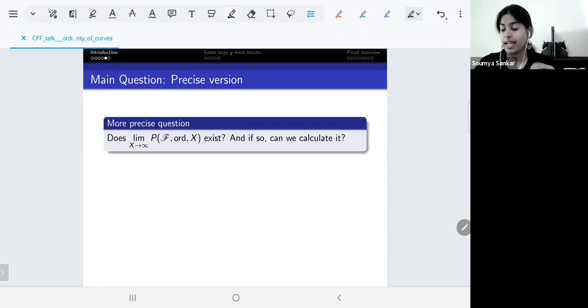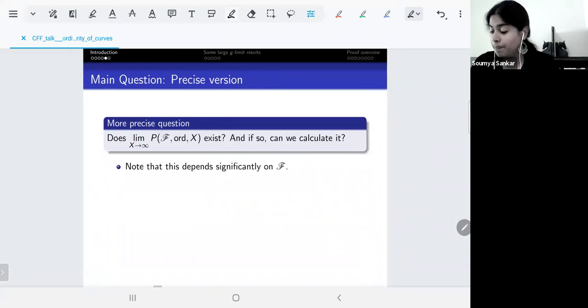So that's the question that we're going to ask. And note, of course, that this depends significantly on f, right? It depends on what kind of family you pick. We can construct families that are all ordinary, and so maybe you get probability 1, or you could pick some that are just not ordinary at all, or never ordinary, and then you can get 0.